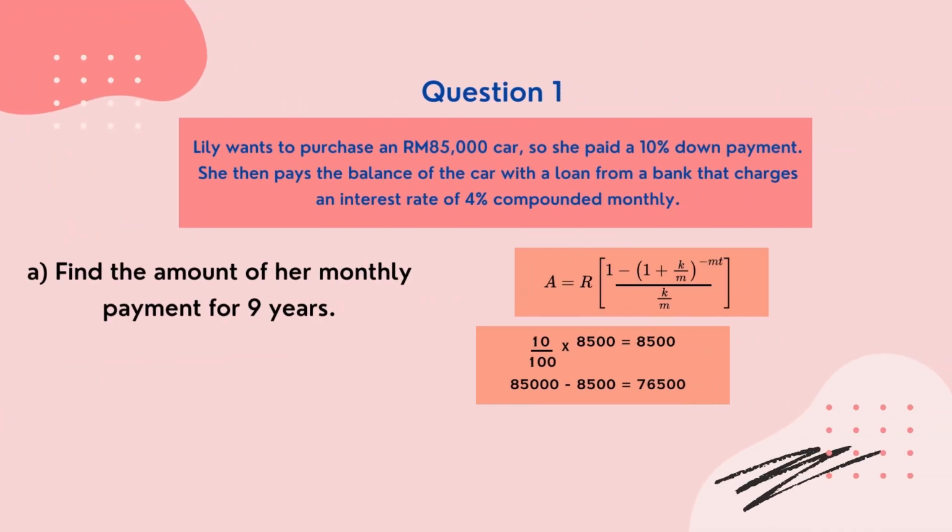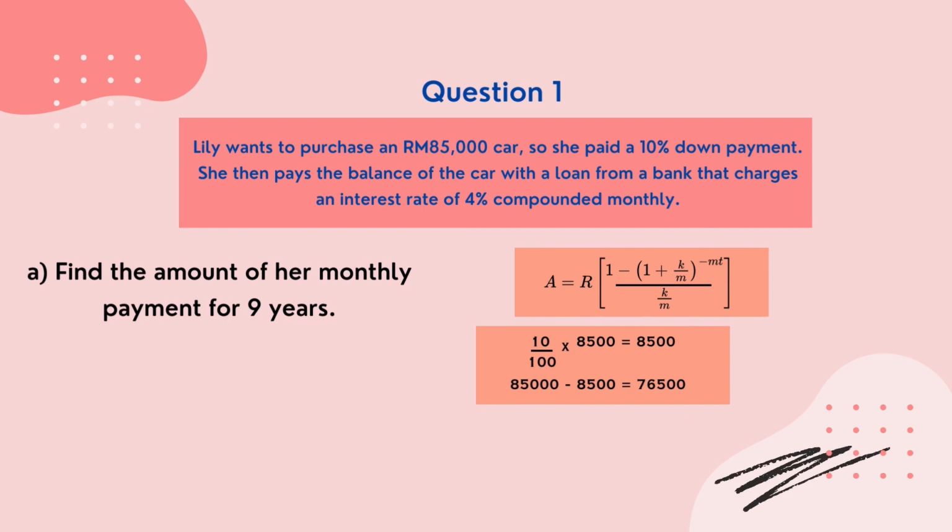Next, for part B question 1, Lily wants to purchase an 85,000 ringgit car, so she paid a 10% down payment. She then pays the balance of the car with a loan from a bank that charges an interest rate of 4% compounded monthly. The question for A is, find the amount of her monthly payment for 9 years.